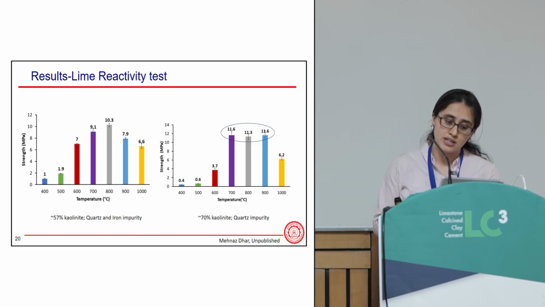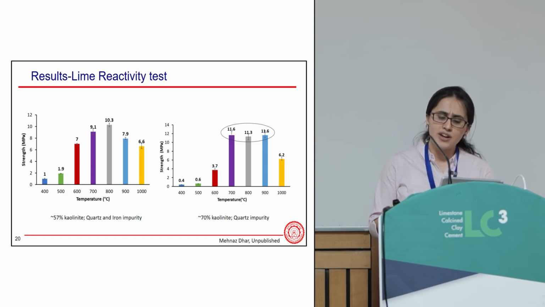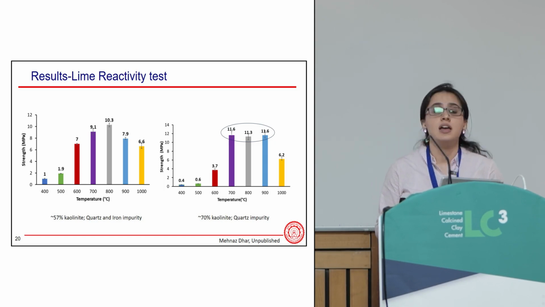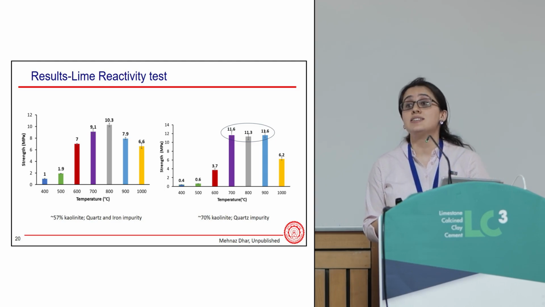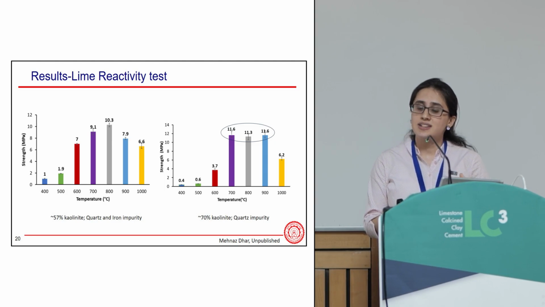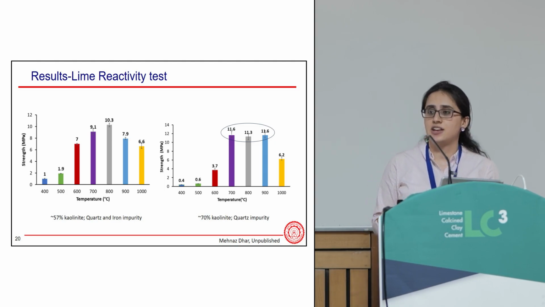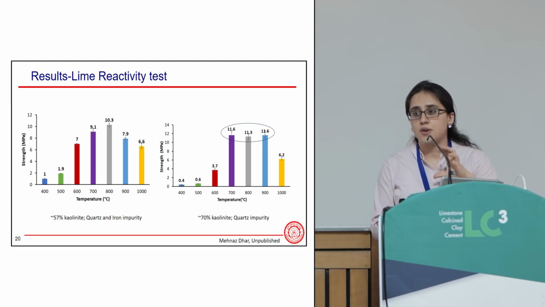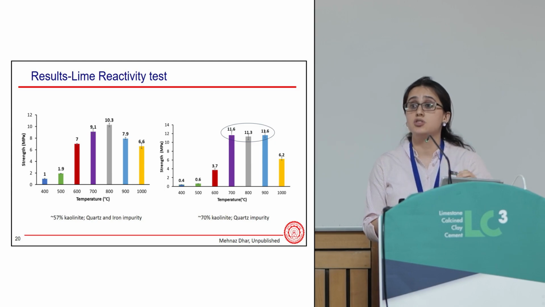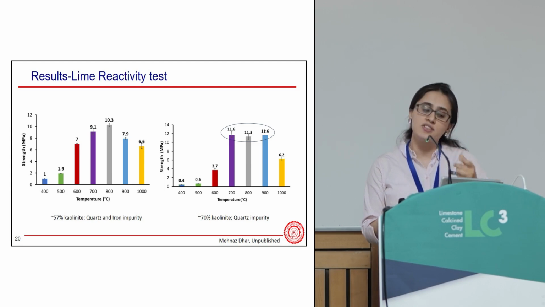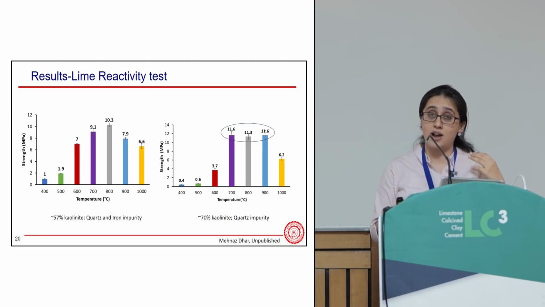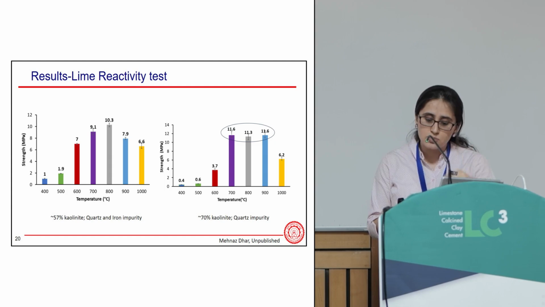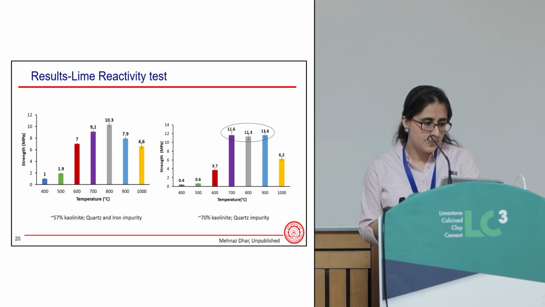In this graph, you can see that the kaolinite content is approximately 70%. Since in this test we are taking calcium hydroxide, and this calcium hydroxide is available in limited quantity, for the clay which was calcined at 800 degrees centigrade the calcium hydroxide was less, and there was some amount of material which was not able to react. That is the reason we didn't get the optimal calcination temperature for a high-grade kaolinitic clay. So this is one of the drawbacks of the lime reactivity test.